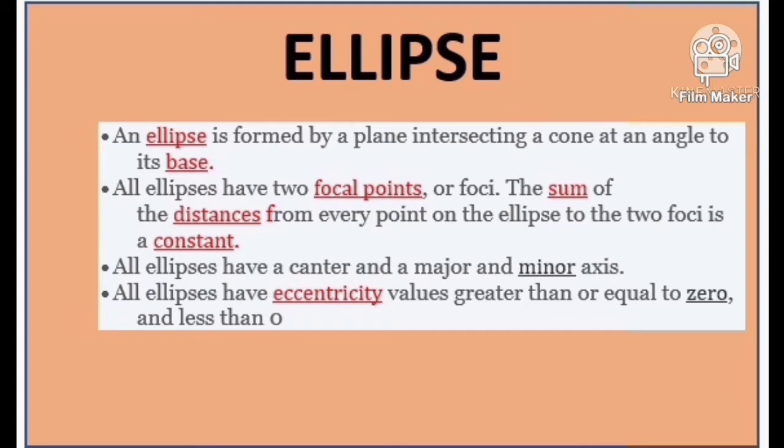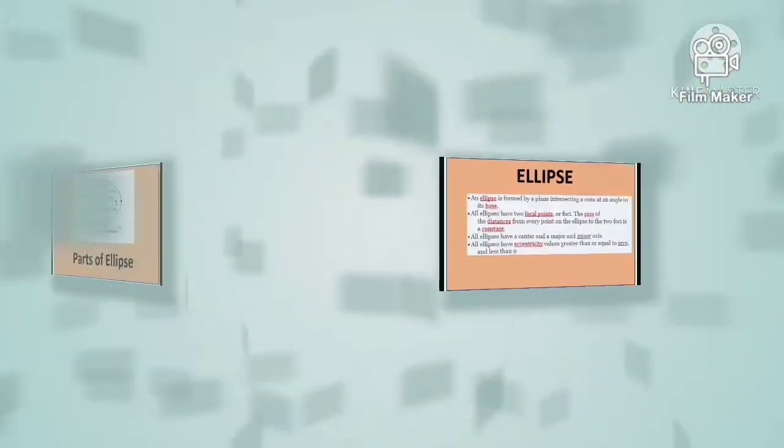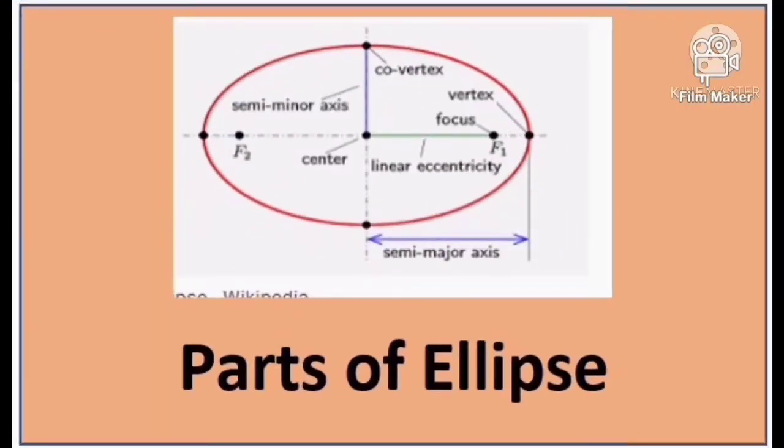All ellipses have eccentricity values greater than or equal to 0 and less than 1. Parts of the ellipse: covertex, vertex, semi-minor axis, focus, linear eccentricity, center, semi-major axis.